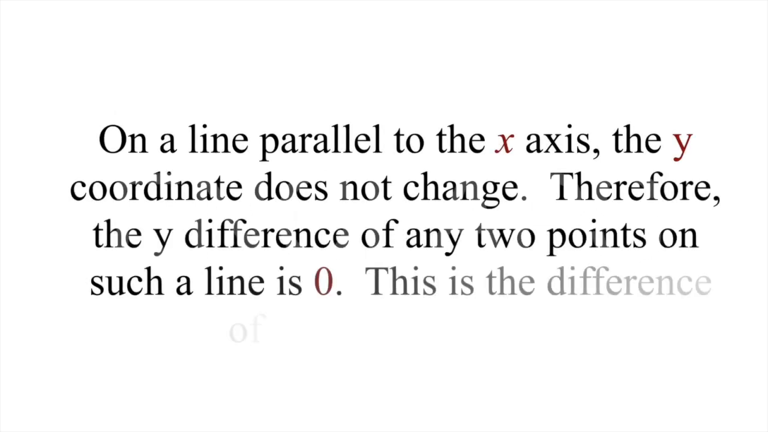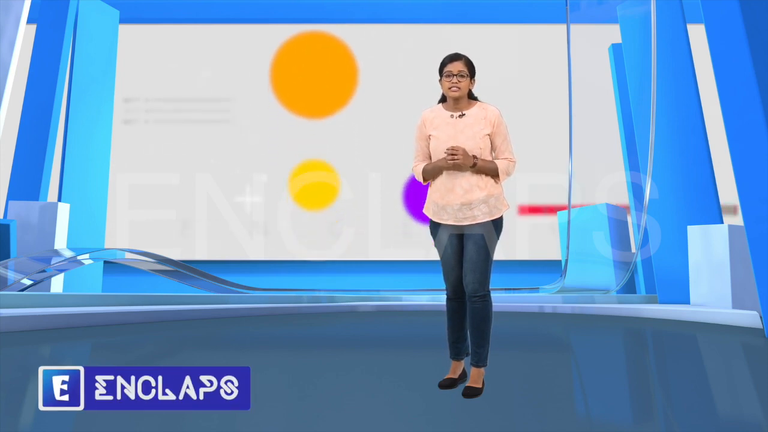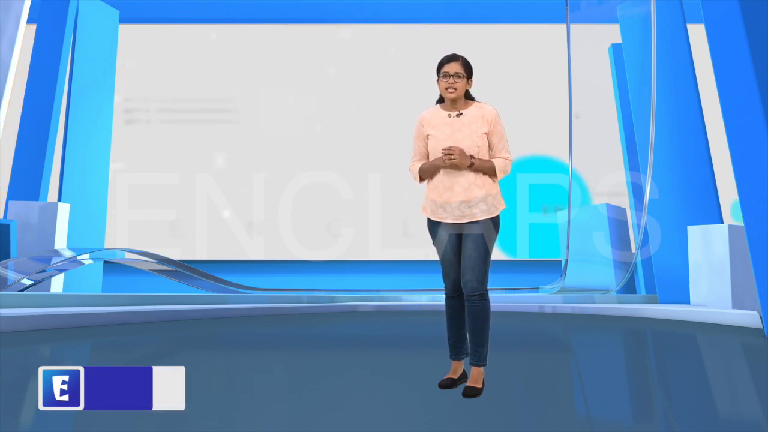On a line parallel to the x axis, the y coordinate does not change. Therefore, the y difference of any two points on such a line is 0. This is the x difference multiplied by 0. So, here too the y difference is the x difference multiplied by a fixed number. But the change in x and y is not proportional.